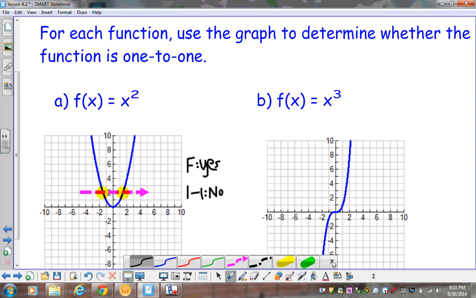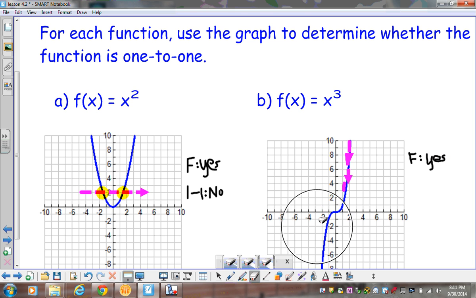Let's look at my second one. First of all, we have to see, is this in fact a function? Let's see if it passes the vertical line test. Let's get the tool out again. The vertical line touches once, once, once, once. It doesn't matter where I draw my vertical lines, it's always going to touch it only one time. So yes, this is in fact a function.